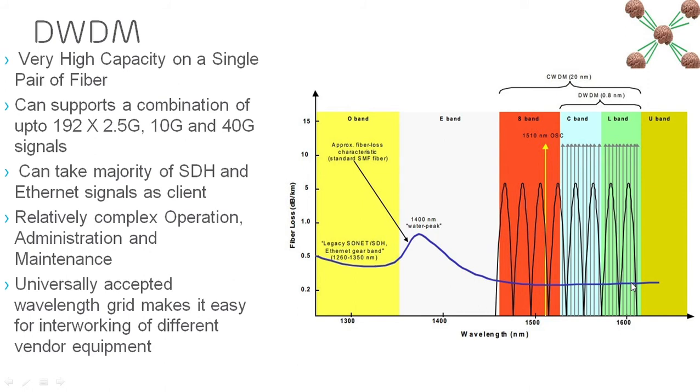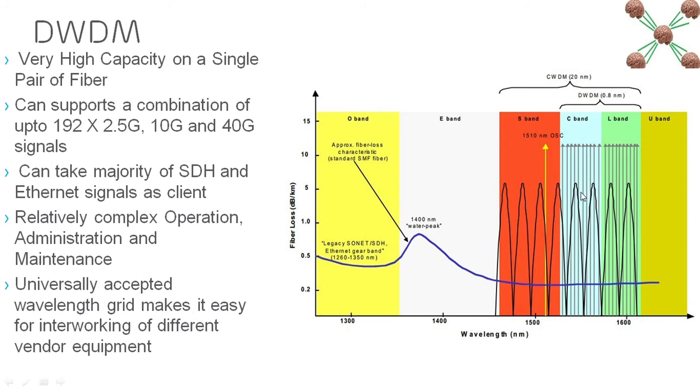But the only issue of DWDM is that its implementation and operation is a bit complex, because you are working directly, you are multiplexing different light channels, and it's a bit difficult to manage, because if you don't manage it properly, or if there are a lot of changes in your network, then you can have a problem.